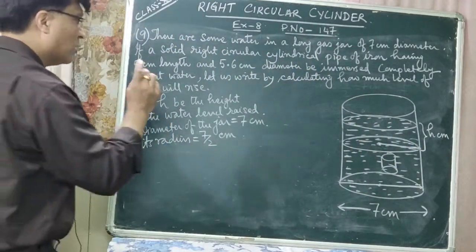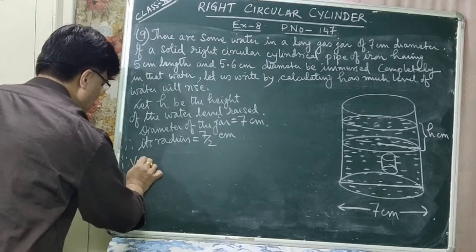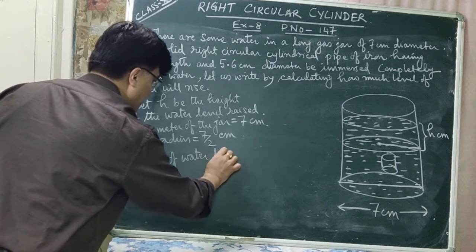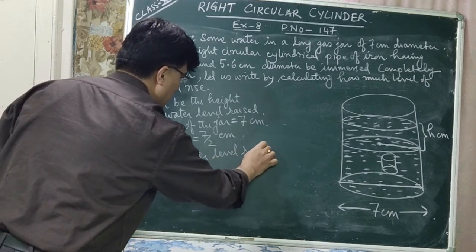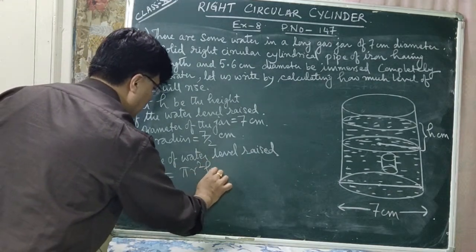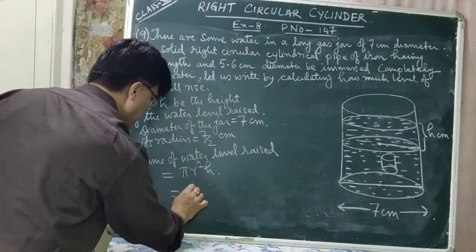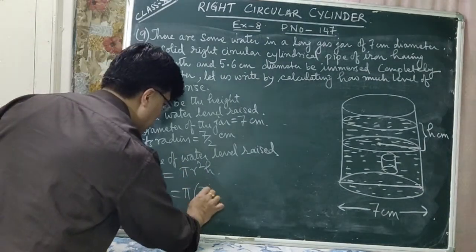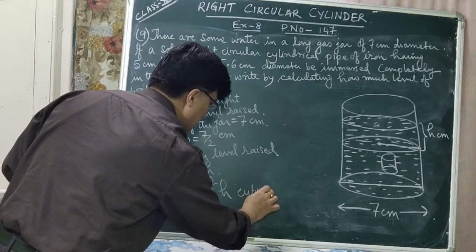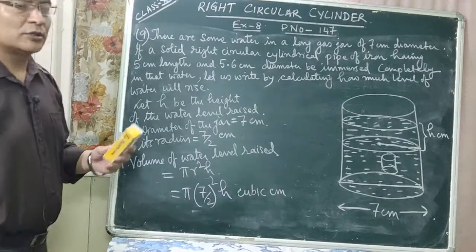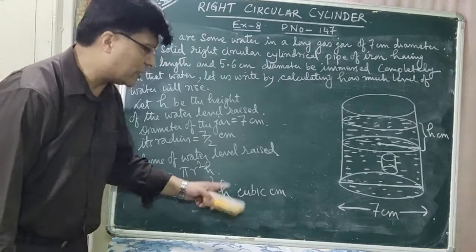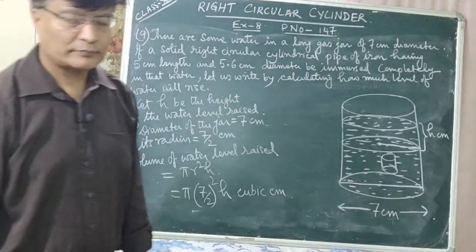Okay, so now volume of the water level raised is equal to, what is the formula? It is pi r square h. What is pi? Keep it as it is. What is r here? It is 7 by 2 whole square into h. Let us write down the unit as cubic centimeter. So the volume of water level raised is equal to pi within bracket 7 by 2 whole square into h cubic centimeter.